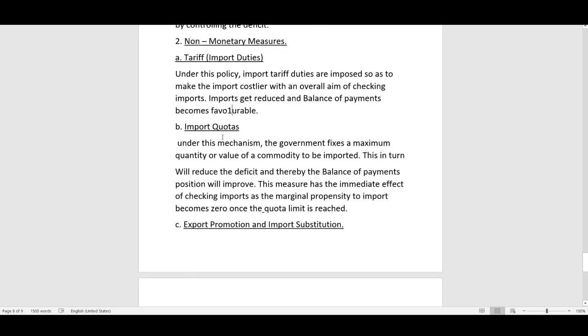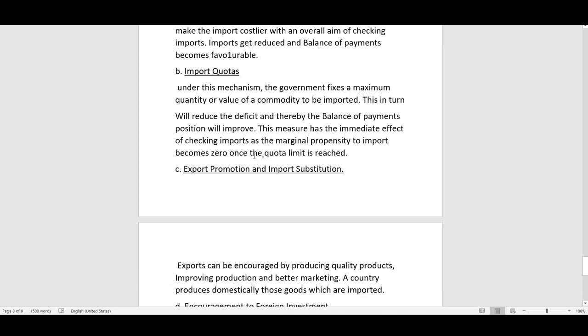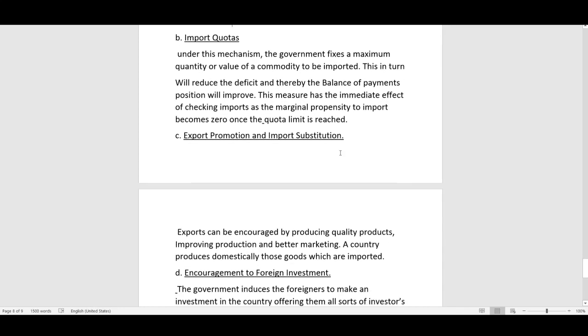Second, import quotas. Under this mechanism, the government fixes a maximum quantity or value of a commodity to be imported. This in turn will reduce the deficit and thereby the balance of payments position will improve. This measure has an immediate effect by controlling imports. Checking means controlling, as the marginal propensity to import becomes zero once the quota limit is reached.